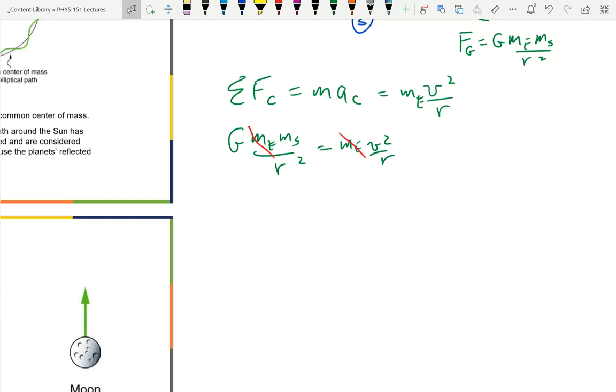So, notice also that one radius is canceled here. So I'm left with G times the mass of the sun over the radius, the distance between the sun and the earth, is equal to the speed squared. Yeah, because it's not a vector speed. I say velocity way too often.